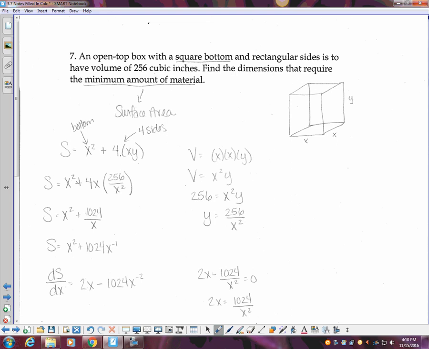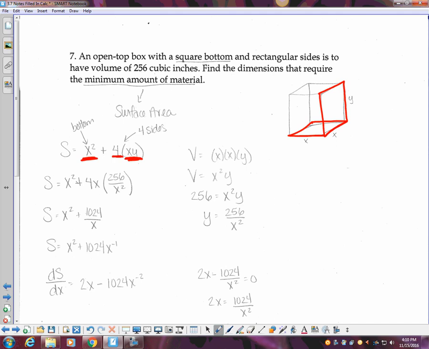Okay, now remember this box has no top on it. Well, it's a square bottom, so that's x times x. So there's the bottom right there. Now my 4 sides are x times y, and there are 4 of them. So 4 x times y. So again, this is not volume, this is surface area. So I have the amount of material it takes to make the bottom, and then I have 4 sides.